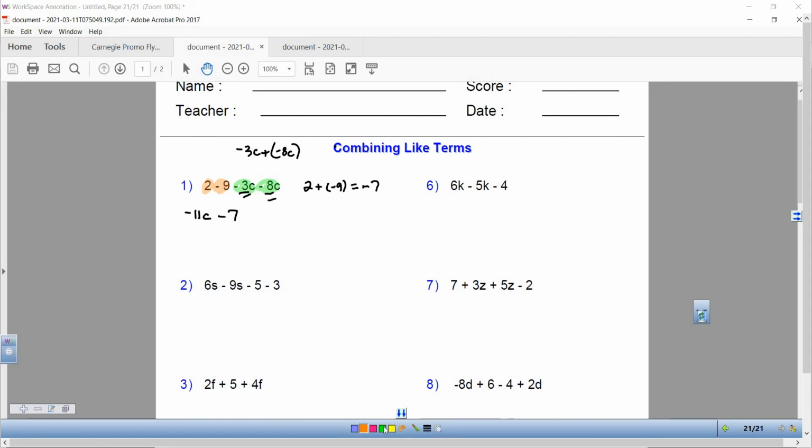Here we go. I'm going to start off with my variable terms again. 6s minus 9s, and then I have minus 5 and minus 3. So 6s minus 9s, 6 take away 9, or 6 plus negative 9, gives me negative 3s. If I take away 5 and then take away 3, it's like negative 5 plus negative 3. What does that give me? That gives me negative 8, and adding a negative 8 is the same as subtracting a positive 8. So we get negative 3s minus 8.